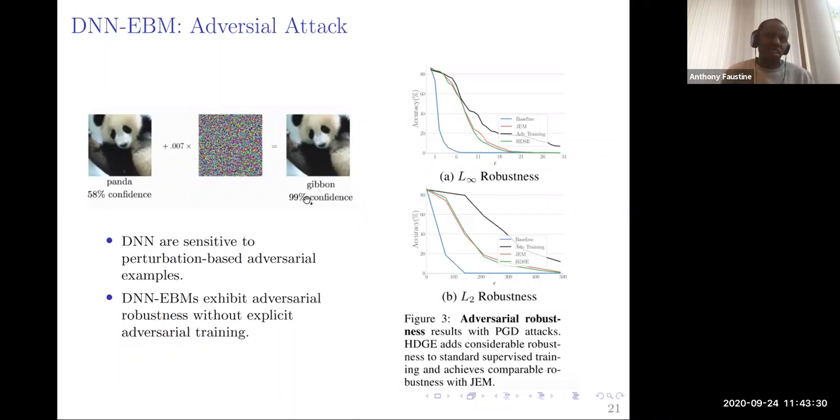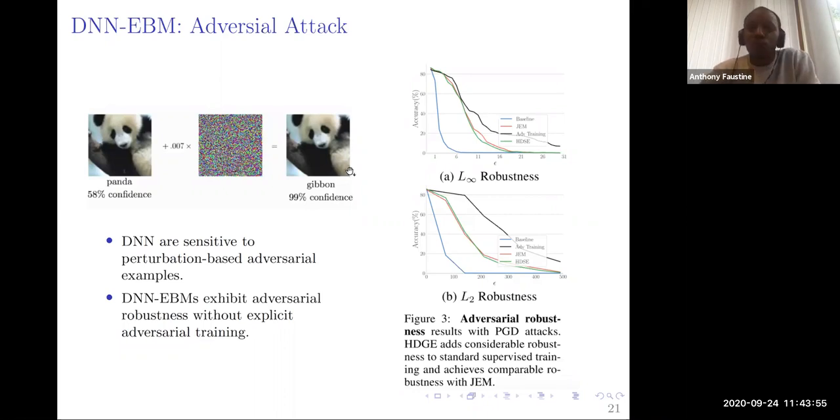And this is a critical issue which needs to be addressed, as we saw from the first presentation with different approaches. But it has been shown that combining a deep neural network and an energy-based model offers good adversarial robustness, without explicitly retraining your model to address this challenge. So you have this in the model.